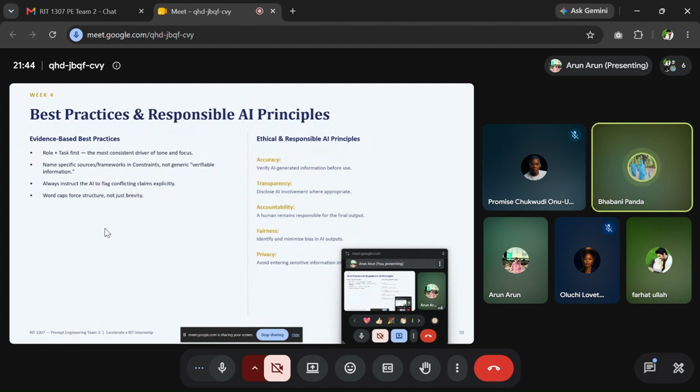From evaluating 15 outputs across our team, we found a clear pattern: role and task make an AI output usable. They improve tone and focus, but format and constraints are what make it trustworthy. They were the only elements that consistently reduced hallucination and bias risk. We also learned that naming specific sources, instead of saying use verifiable information, and explicitly asking the AI to flag conflicting claims produce the most reliable, decision-ready results.